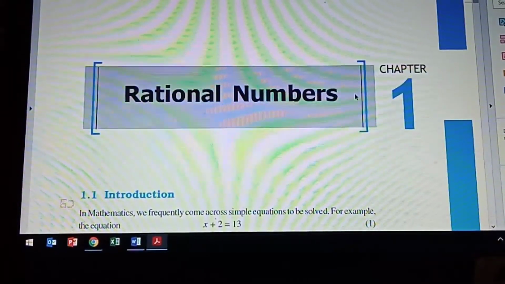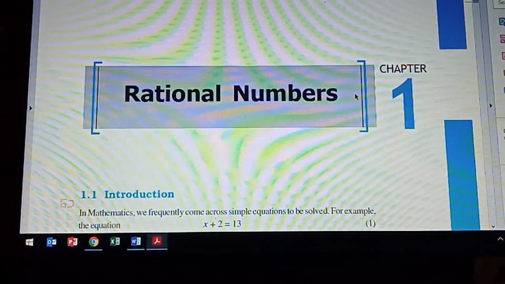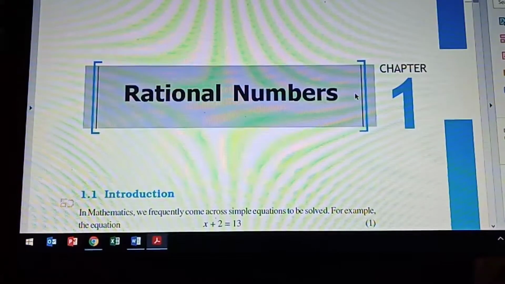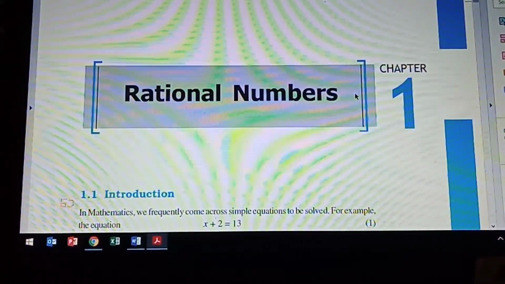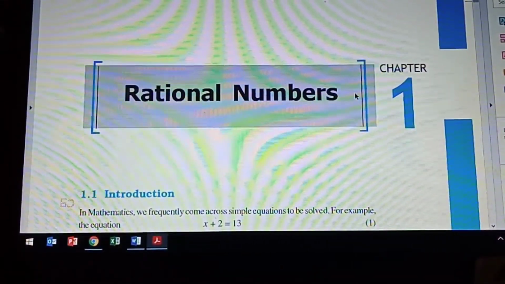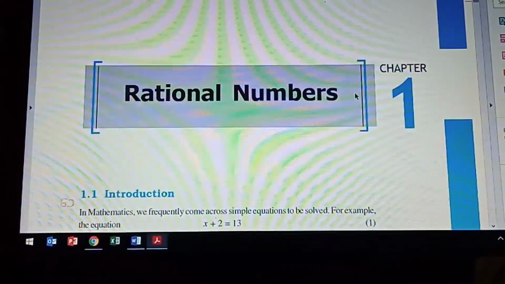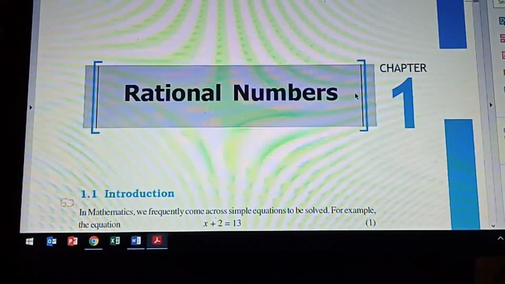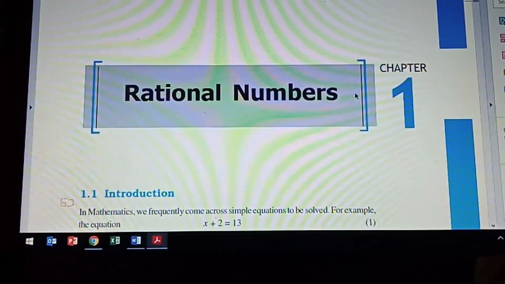I just want to teach you regarding the NCERT books for class 8th math chapter 1. The first chapter is the rational number.